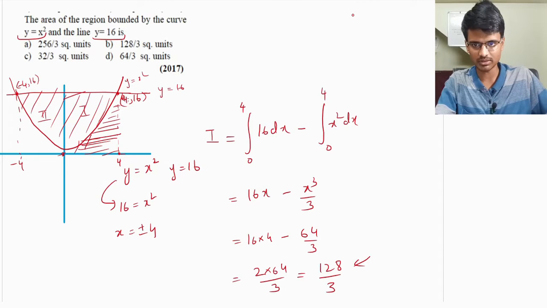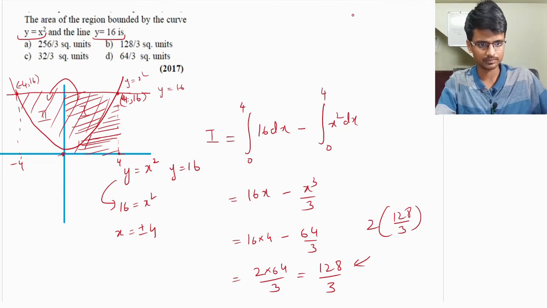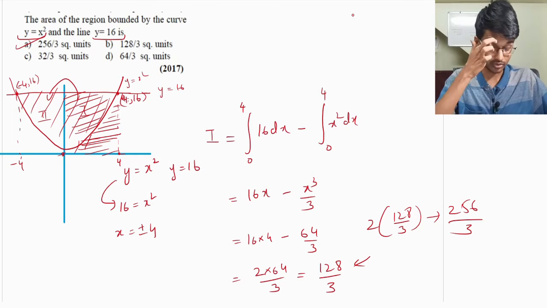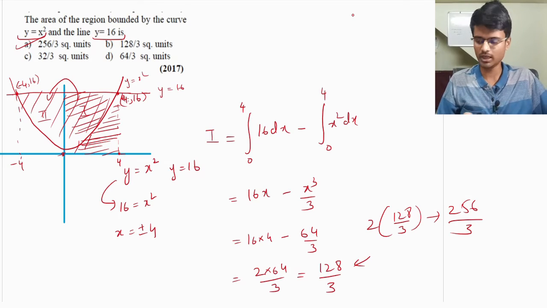This is just giving me this area. This and this are the same, right? So I am taking twice of this. So 2 times 128 by 3, this is nothing but 256 by 3. So the correct answer is option A. This is how you solve these type of questions. It was a similar procedure that we followed.